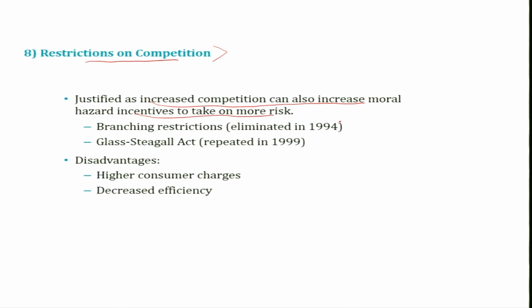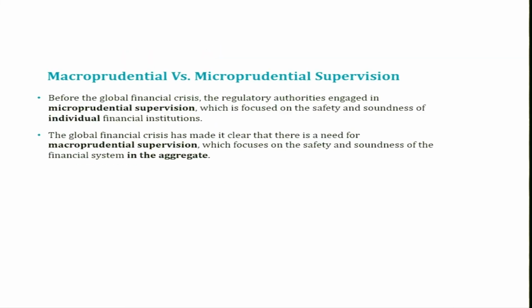So in that way there are some restrictions, called branching restrictions. There are some legislation also in this regard. Then the disadvantages: obviously, if competition is reduced and the market is becoming imperfect, then consumer charges increase, welfare loss to different stakeholders happens, and decreased efficiency also becomes an outcome of it. So we have seen the various measures for types of regulations.